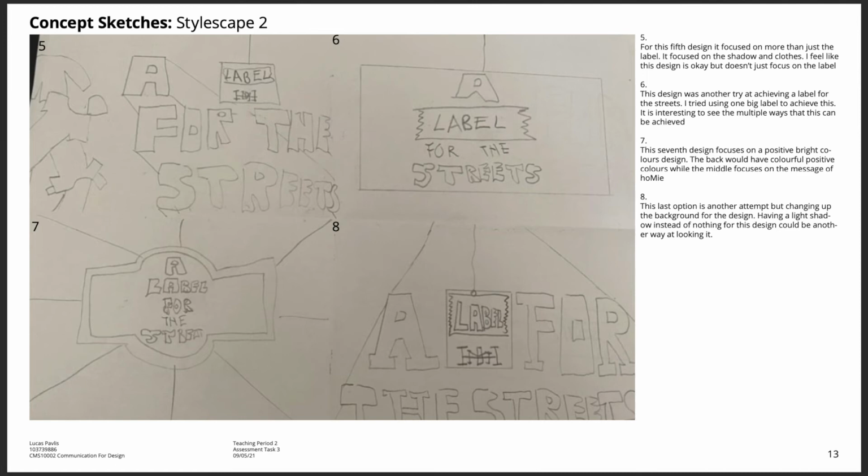This seventh design focuses on positive bright colours for the design. The back would have a colourful positive colour, while the middle focuses on the message of Homey. This last option is another attempt by changing up the background for the design. Having a light shadow instead of nothing for this design could be another way of looking at it.